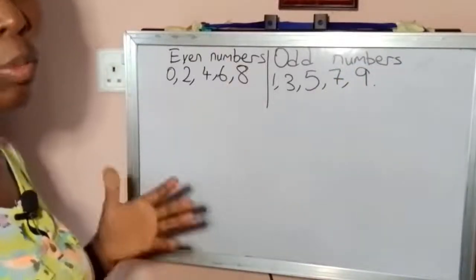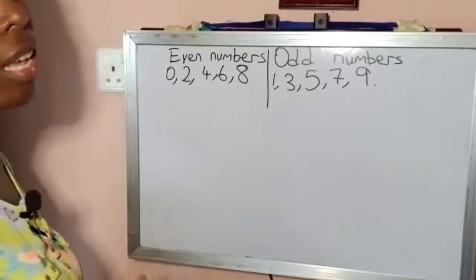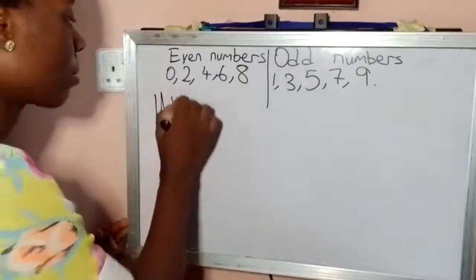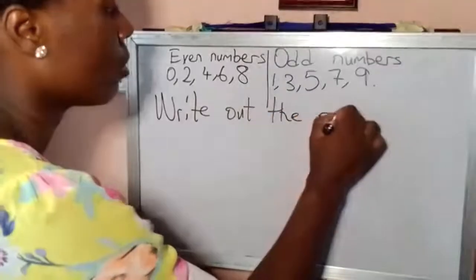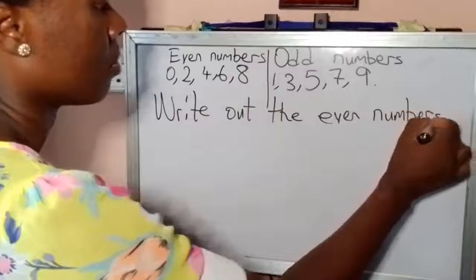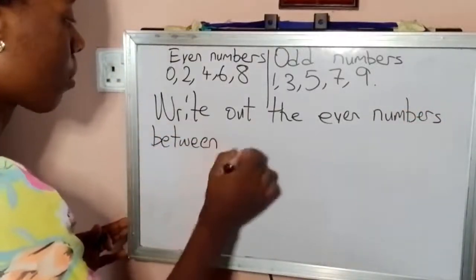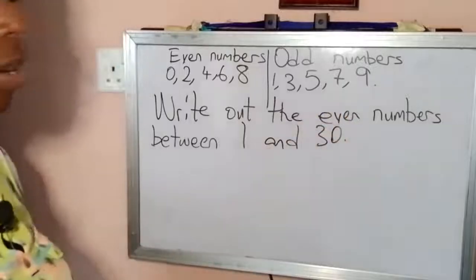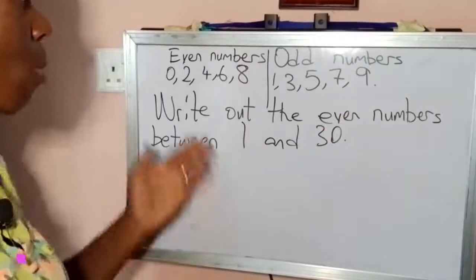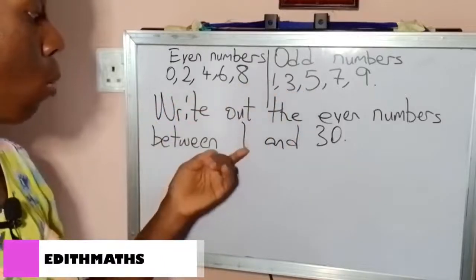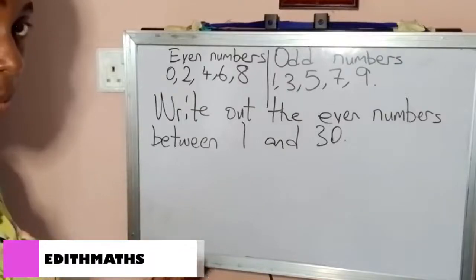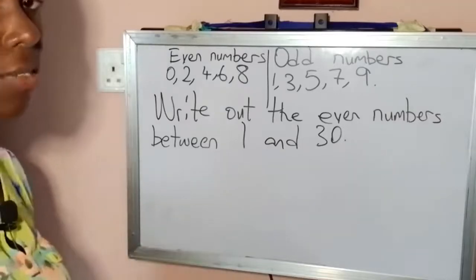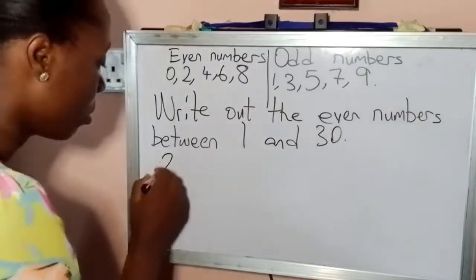So if you have a group of numbers and you're asked to write out the even numbers between, let's say, 1 and 30. Now, from our definitions and our identification, 1 is not an even number. The first and smallest even number that exists is 2. So we'll always start from 2.